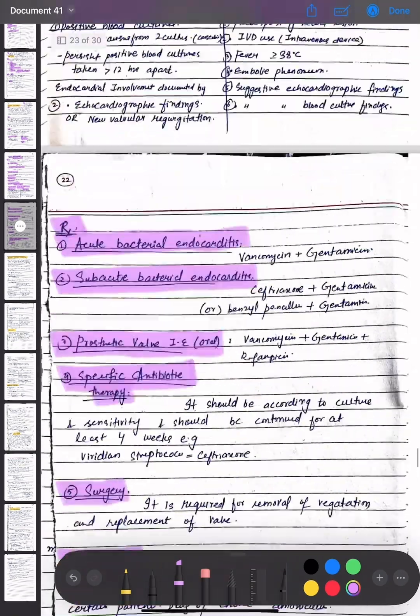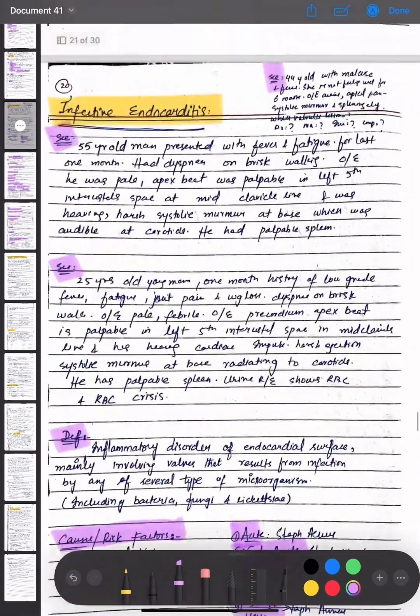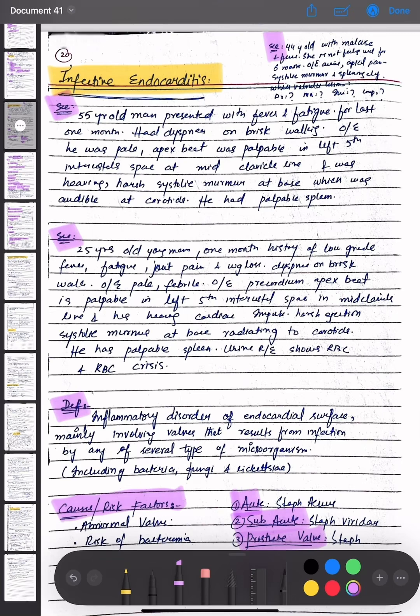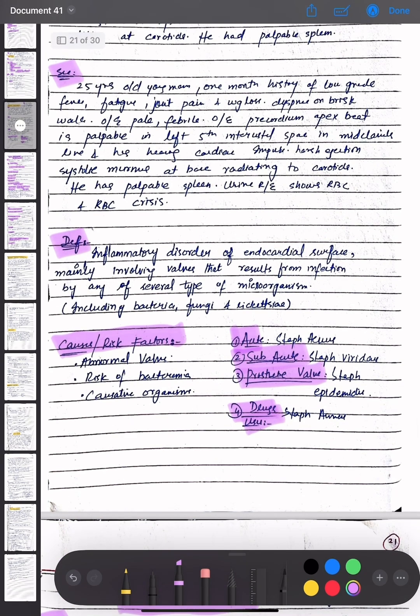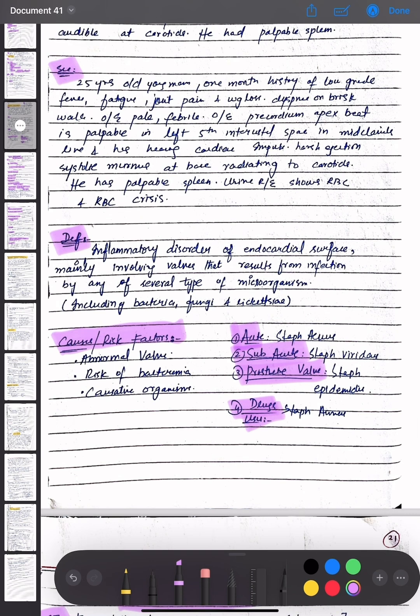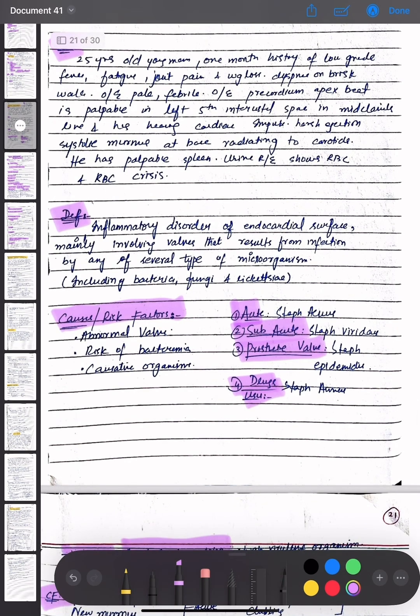So we have discussed the topic infective endocarditis along with the scenario. First, we discussed the scenario that there is a patient who is having the history of low-grade fever and fatigue and joint pain and weight loss. Then this dyspnea on brisk walking, and on examination he is pale and febrile, and precordium apex beat is palpable in left fifth intercostal space and mid-clavicular line, and also he is having heaving cardiac impulse and harsh ejection systolic murmur at the base which is radiating to the carotids. He has palpable spleen and urine RE shows RBC and RBC crisis.